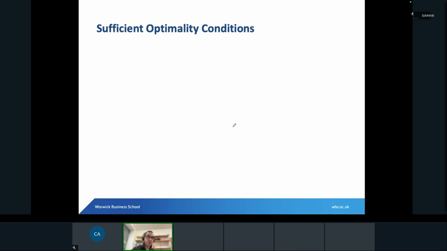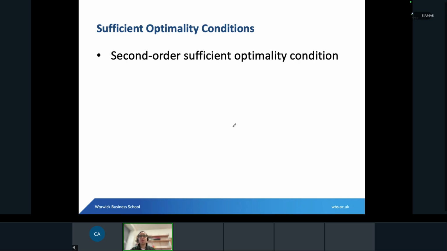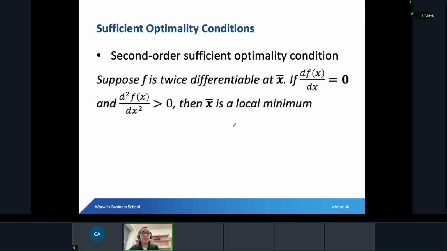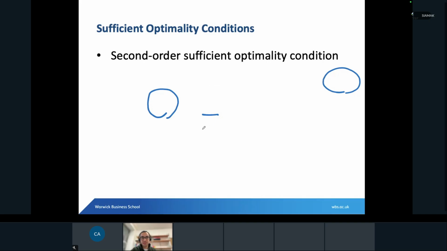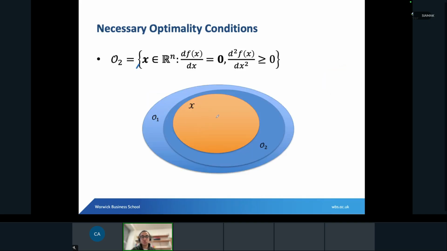Now we have the sufficient optimality condition, the second order sufficient optimality condition. Suppose that f is a twice differentiable function at x bar. If the first derivative is equal to 0 and the second derivative is strictly positive, then x bar is a local minimum. That's why you see here that these two are different. O2 and X are different from each other.